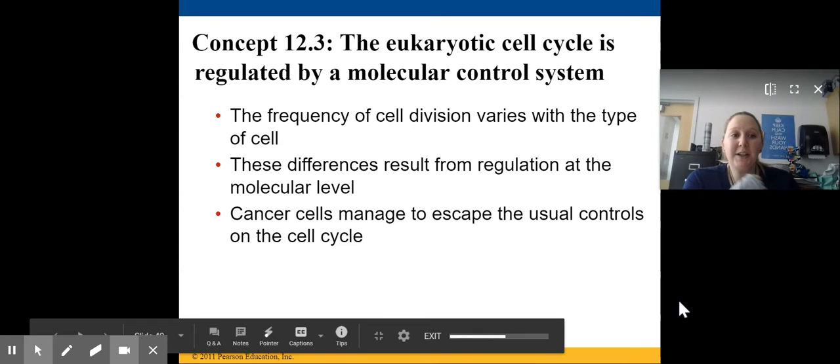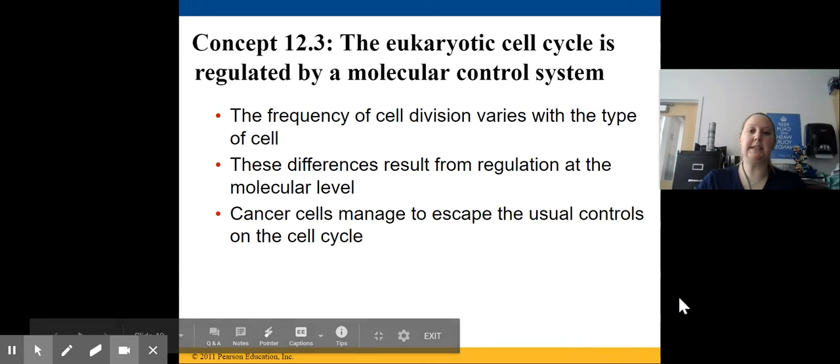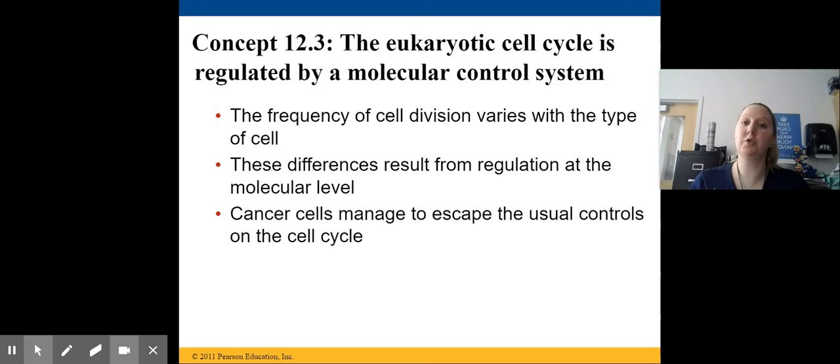Hi guys, so today we're talking about cell cycle controls and the types of mechanisms that are actually controlling the cell cycle. The frequency of cell division depends on how old the cell is and what type of cell it is. Something like a skin cell is going to divide much faster. It divides approximately every 2 weeks, versus something like the external muscle around the intestines, which divides roughly every 16 years. These differences result from the regulation of the cell cycle at the molecular level.